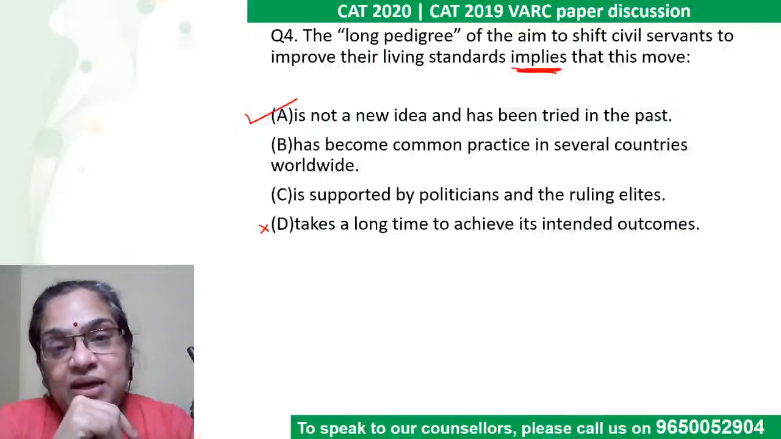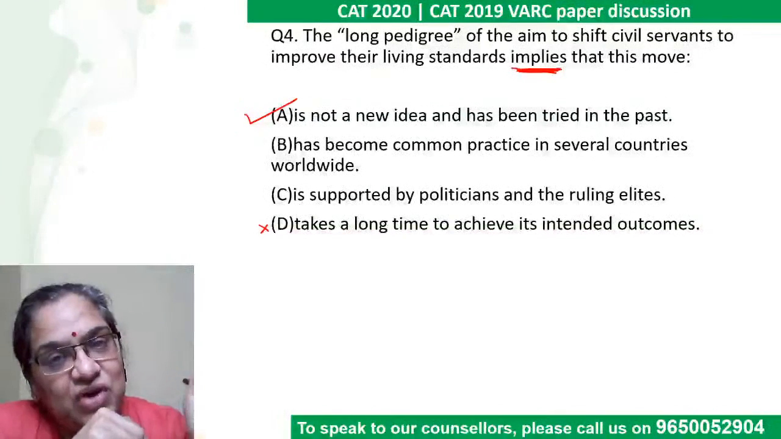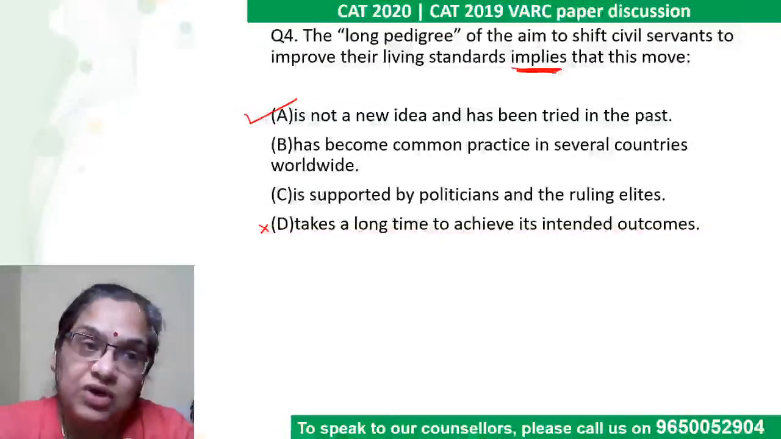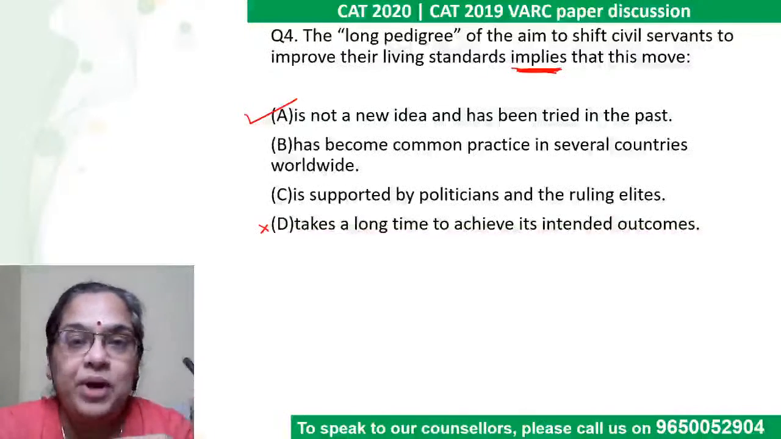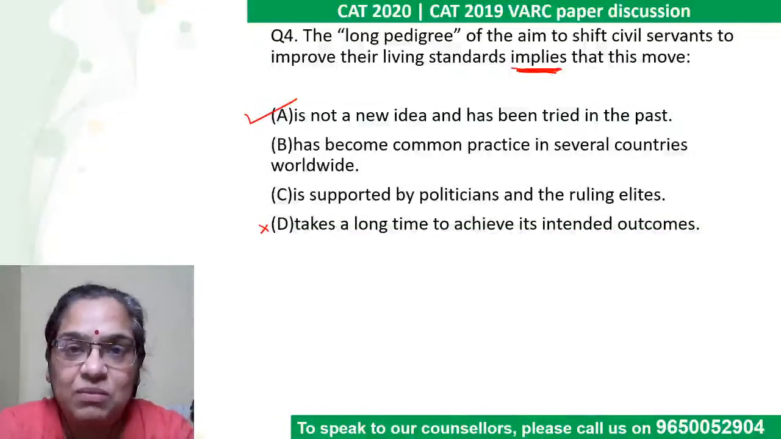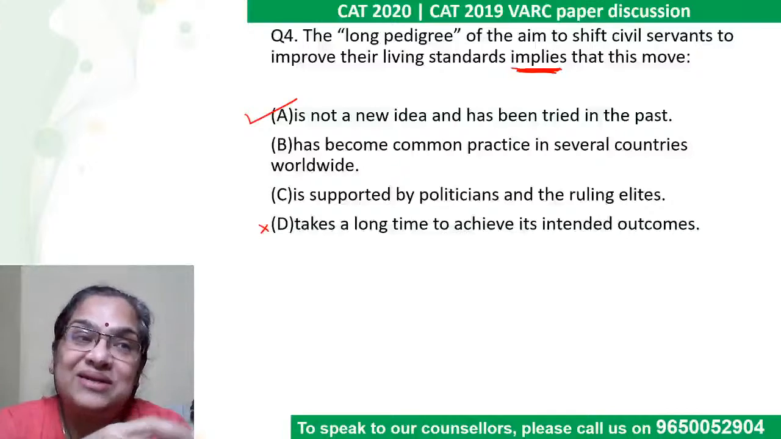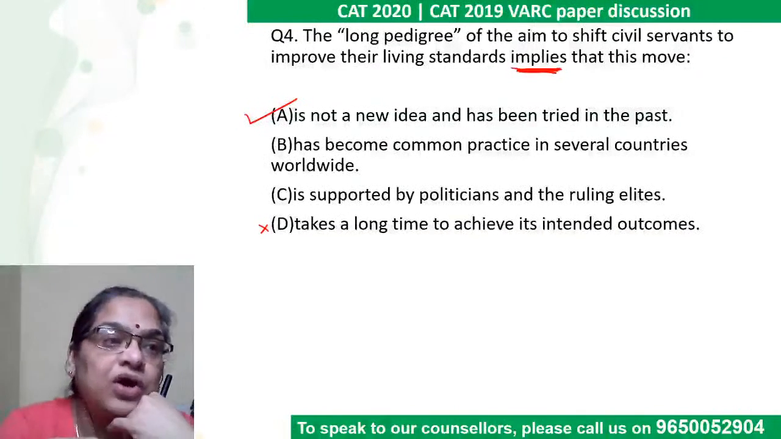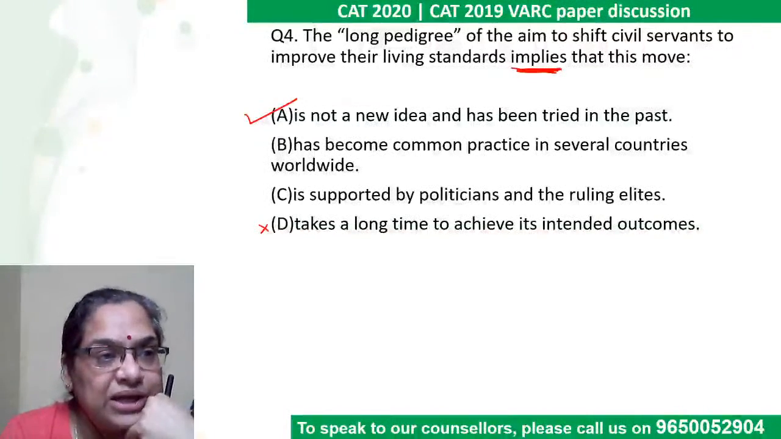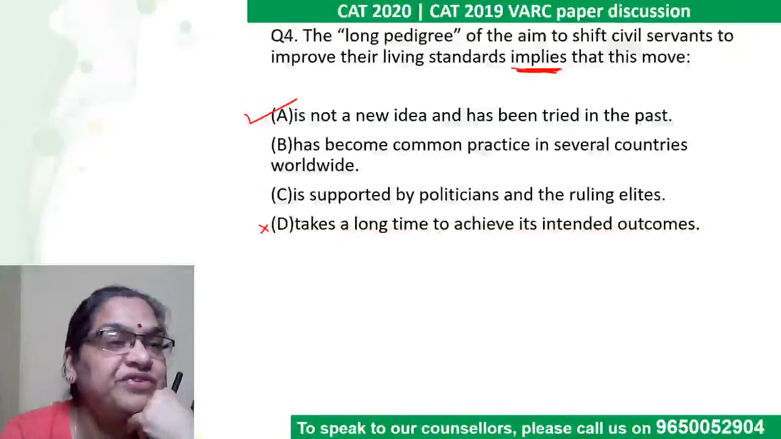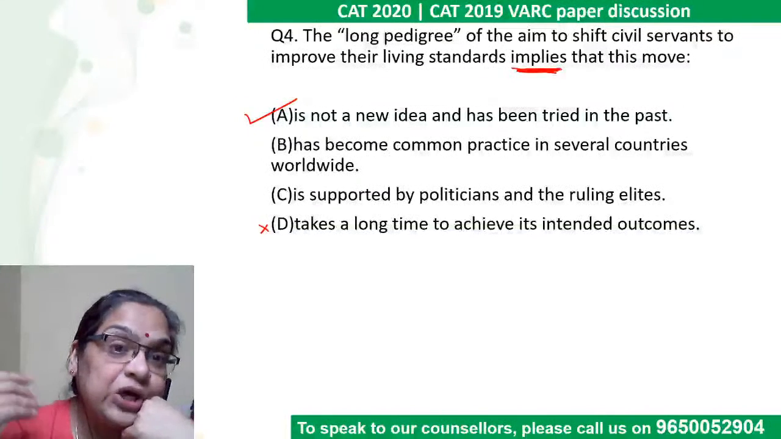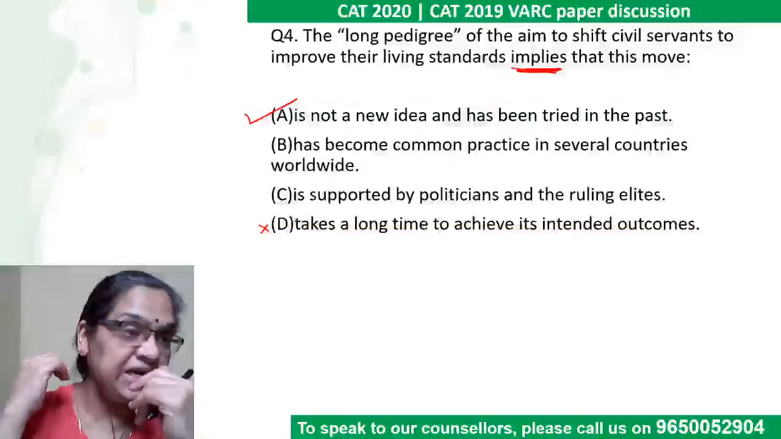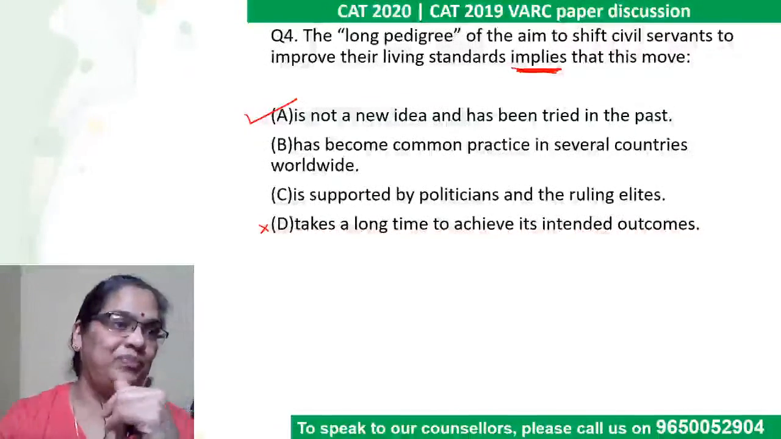It's not a new idea. It has been started. It had been tried in the past. And he gives the example of Britain after the Second World War, when most of London was bombed out, right? A lot of parts of London were bombed out. So what did Britain do? It rebuilt London. And when it was rebuilding London, a lot of its officers were sent to other places. So this aim to shift civil servants has a long pedigree. It has a long history. Therefore, the correct answer is not D, it is A. Understood?